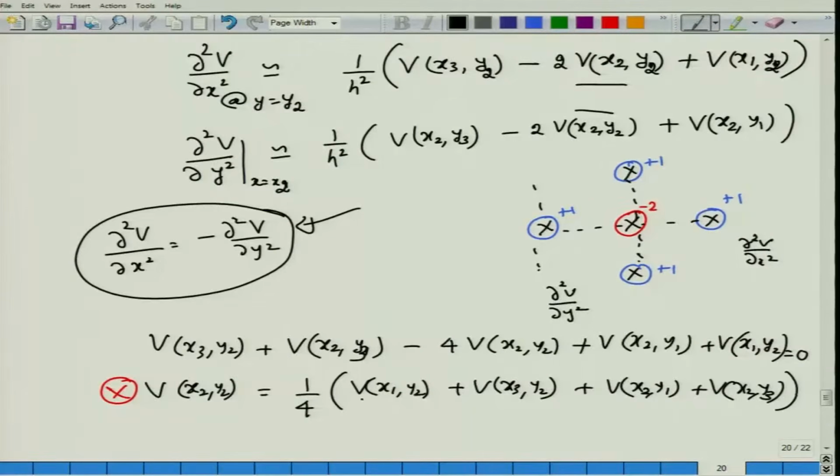Okay, so this v of x1 y2, where does this point lie? This point lies here at x1. This actually lies here at x1 y2, right? So this is x1 y2, this is actually x3 y2. So x1 y2 is towards the left of the center point, and x3 y2 is actually towards the right of the center point. So you can actually write this as v at the left plus v at the right, the potential at the left and the right, plus the potential at the bottom and the potential at the top. Okay, so what you see here is that, and divide everything by 4.